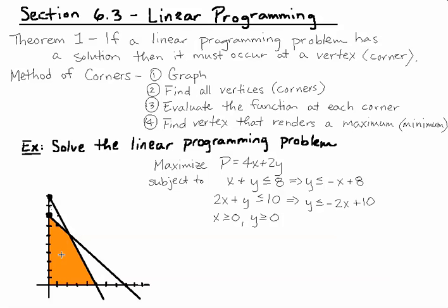Now we need to find the corners of our shaded region, which would occur here. Let me do this in a different color. Here, where the 2 lines intersect, where it intersects the x-axis and, of course, the origin.